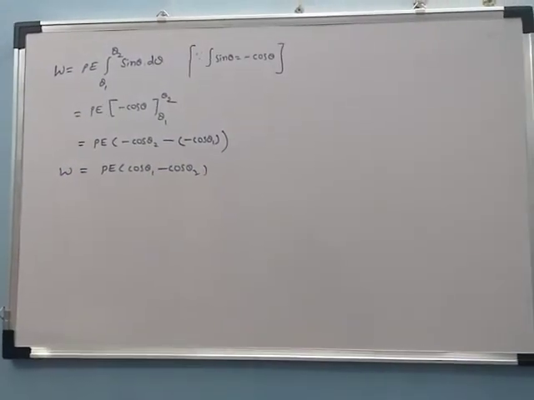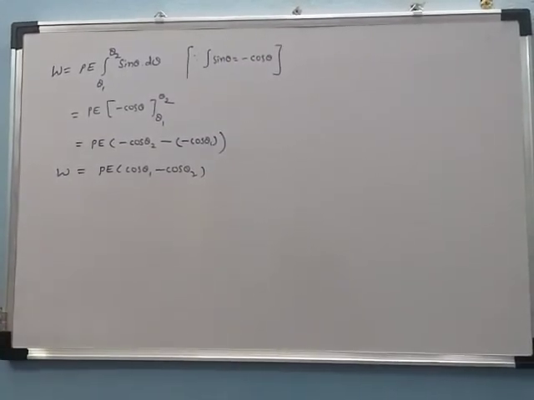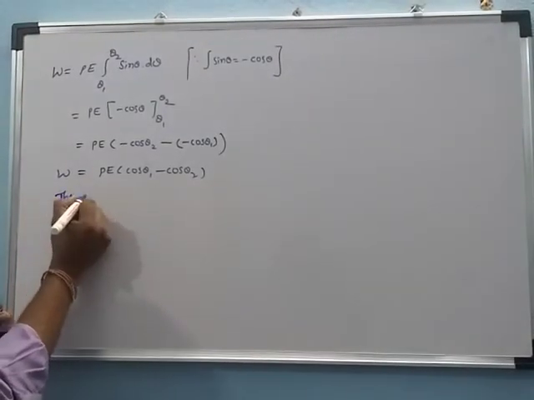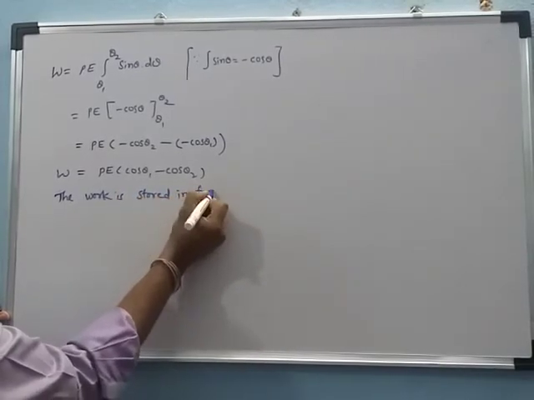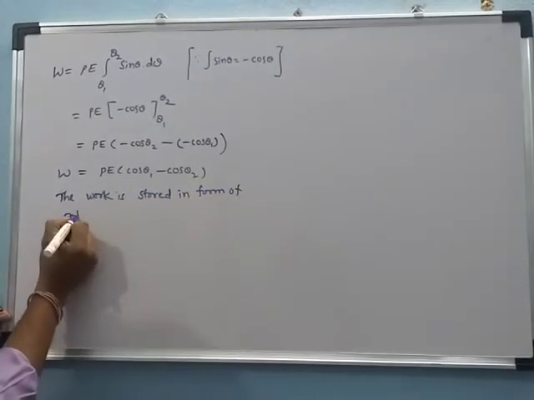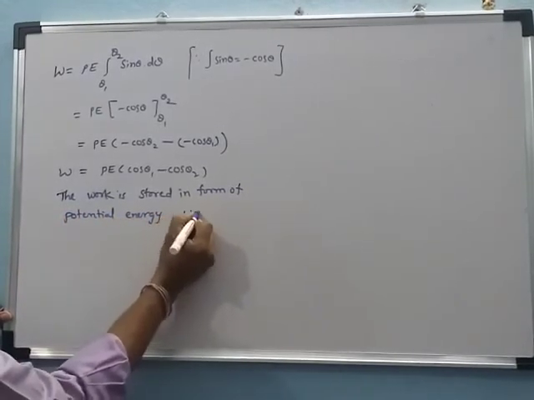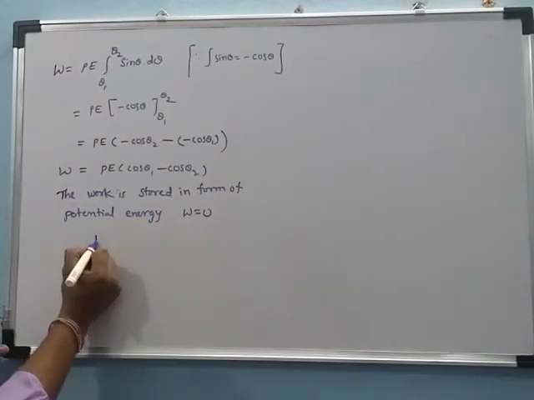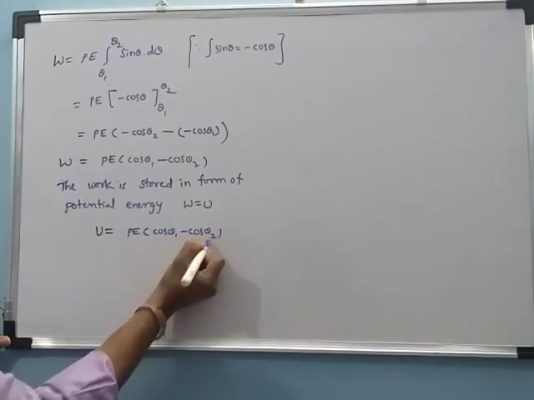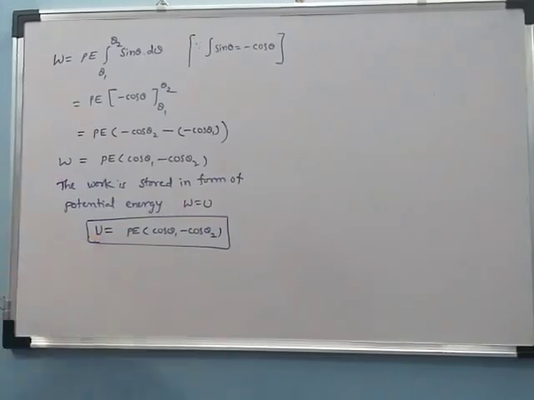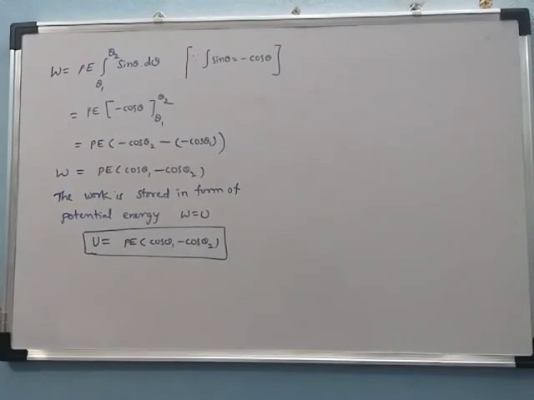See, if any body has work done on it, the work is stored in the form of potential energy. Then we can write W is equal to U. The U is equal to PE into cos theta 1 minus cos theta 2. See, this is the formula of the potential energy of a dipole in an external field.